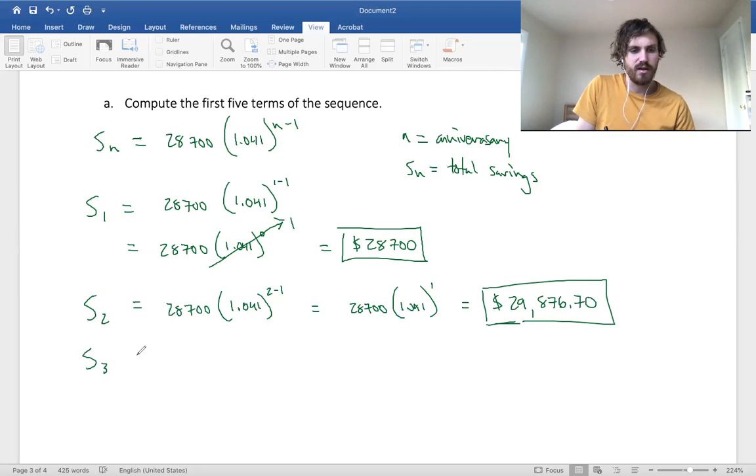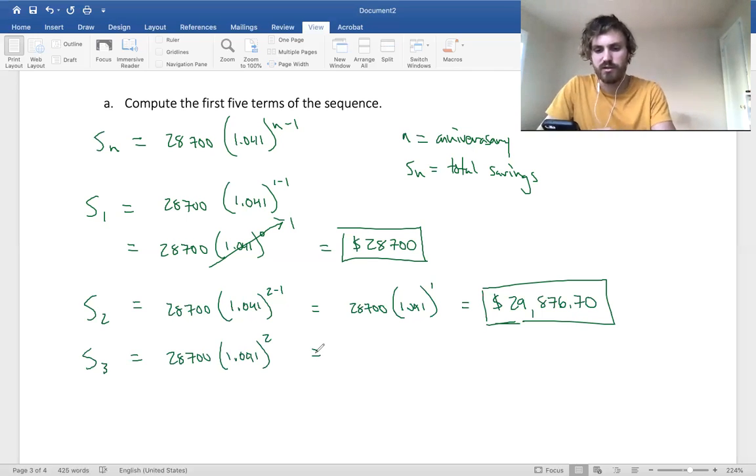Now S sub 3, I'm going to skip some steps. That should just be 28,700 times 1.041 to the 3 minus 1, which is 2. So I'm going to square that first. So 1.041, see if I can do this on my calculator. I'm going to raise that to the 2 and get 1 point, that doesn't make sense. Let's see here, I got to figure out how to do this.